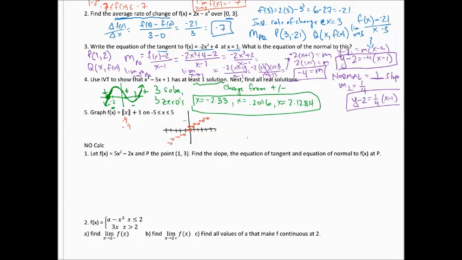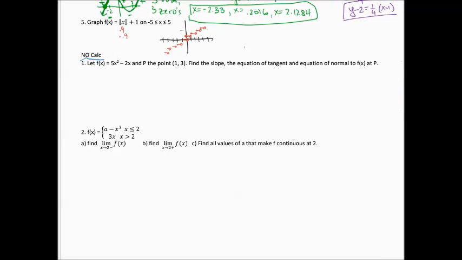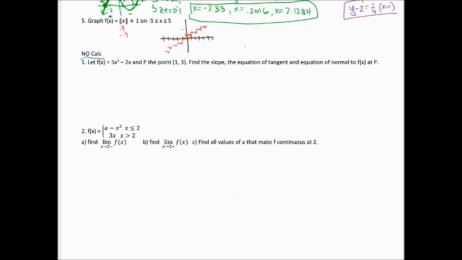Okay, now moving on to the first of the no calculator questions. Again, these are no calculator, so try to do these questions right here without using your graphing calculator or a calculator in general to help you. So on this first one, it says let f of x be 5x squared minus 2x and the point P be 1, 3. So find the slope, the equation of the tangent.